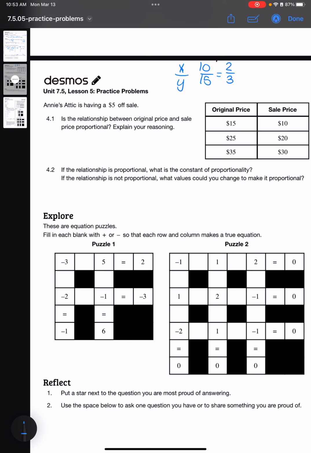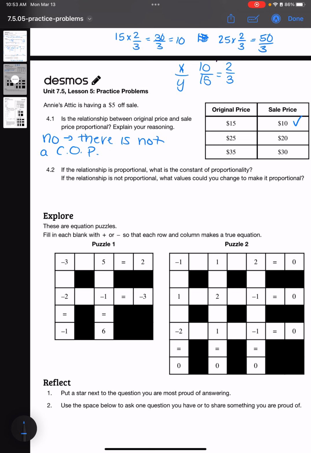So how can I figure this out? Well, 15 times 2/3 is 30/3, which is 10. So that works. We'll do the next one. 25 times 2/3 gives me 50 divided by 3, which is not 20. So no, there is not a constant of proportionality.